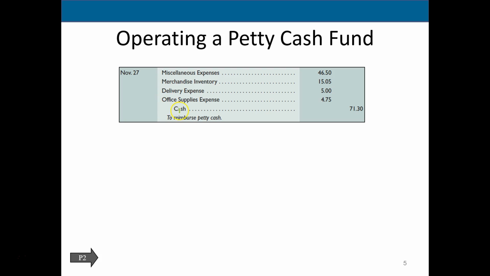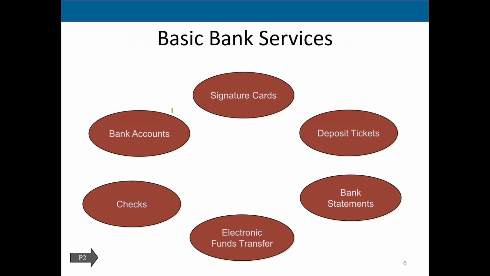Then we're going to credit cash. Why are we crediting cash again? Because the cash is basically a check coming out of the checking account. So in this case, the cash, you'd probably want to think of it as the actual checking account that the money is coming out of in order to replenish the petty cash and bring it back up to the balance of 75 in this case.